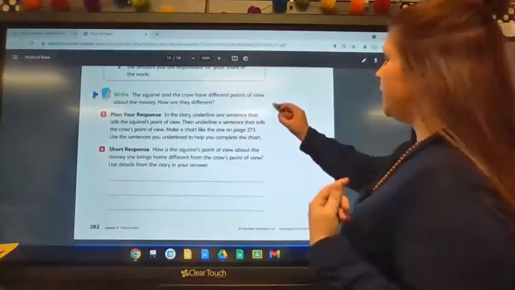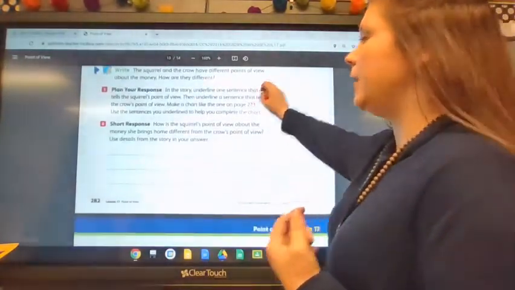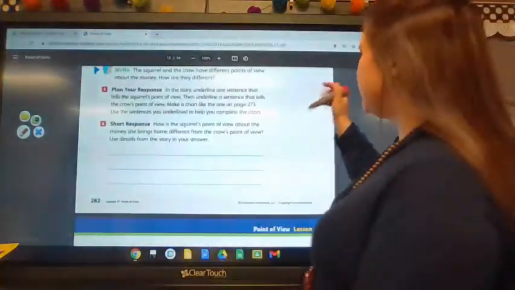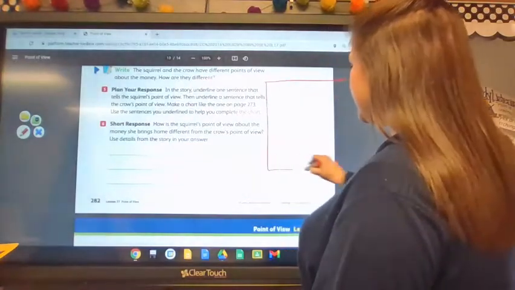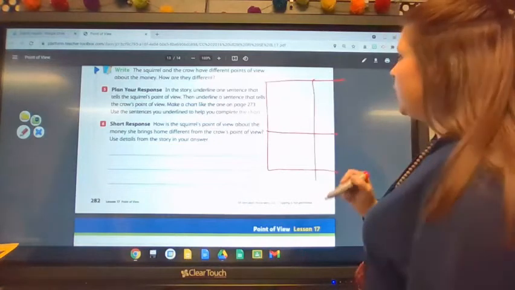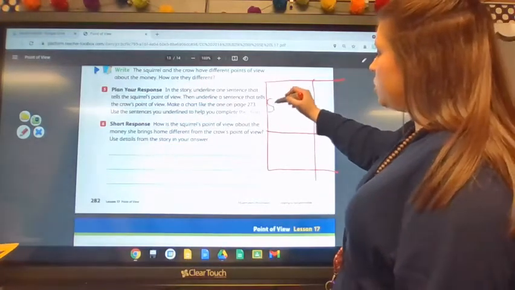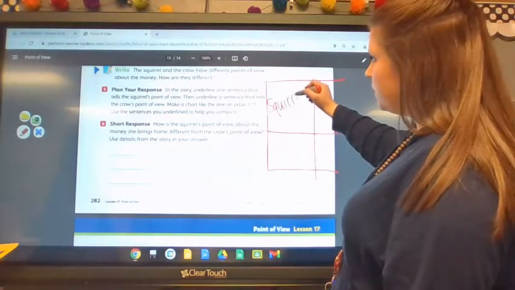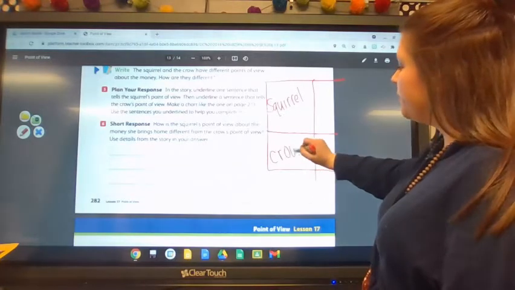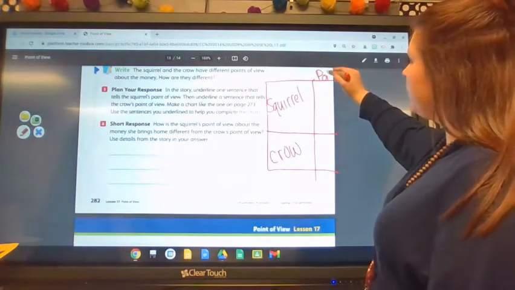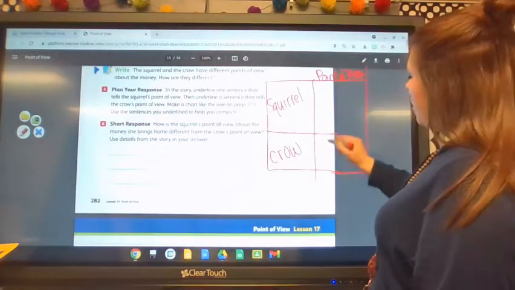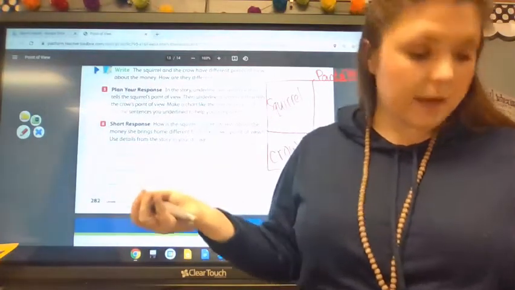The second part of the plan your response wants you to create a graphic organizer. So what I encourage you to do, I know there's not much room on these pages, but just over on the side, or maybe if you got out a new sheet of paper, it wants us to create a graphic organizer with our character squirrel, and then with our character crow. It wants us to find their point of view based on those sentences that we underlined.